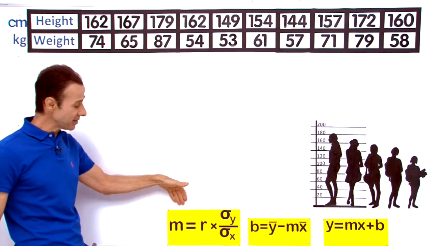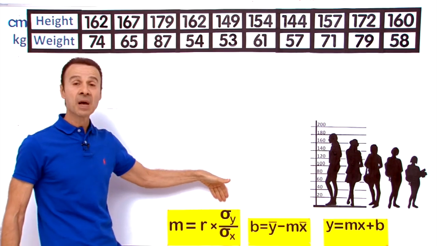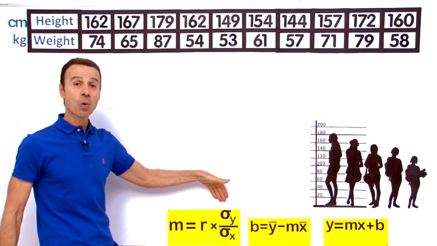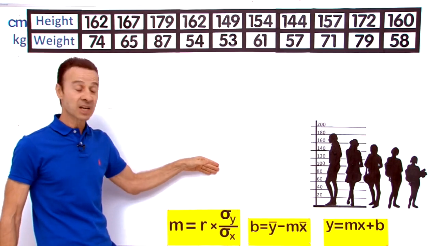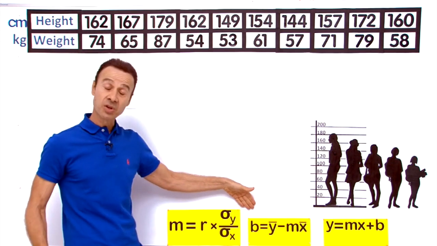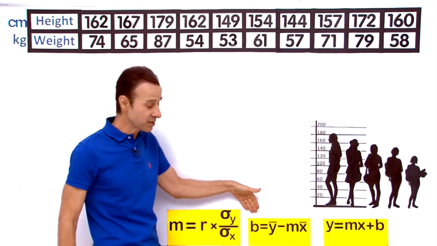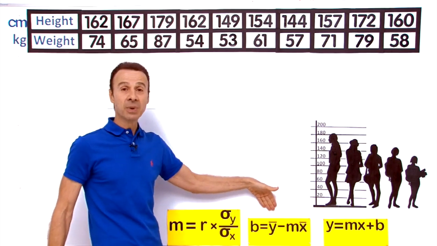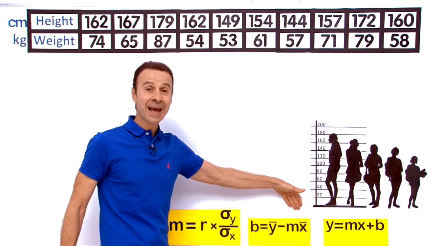It's m, the gradient, equals r, the correlation coefficient, times on the top the standard deviation for the y variable divided by the standard deviation of the x variable. And then step number 3, we're going to work out the y-intercept, which is b, the y-intercept, equals the mean of the y-scores, minus the gradient times the mean of the x-scores.